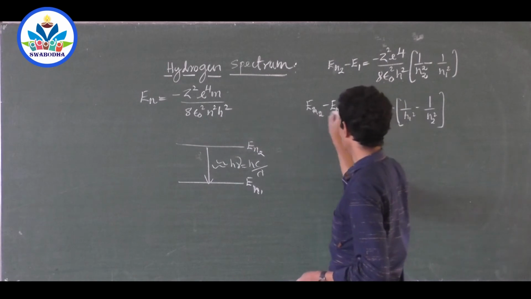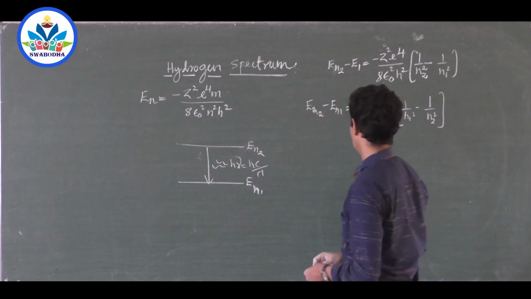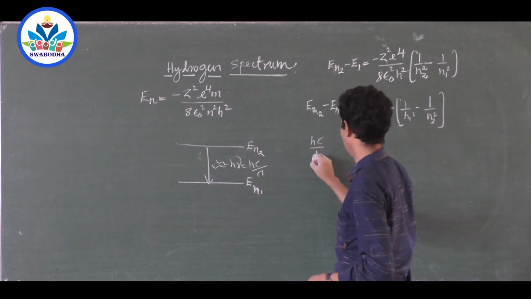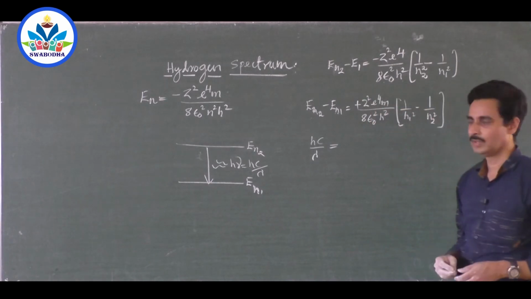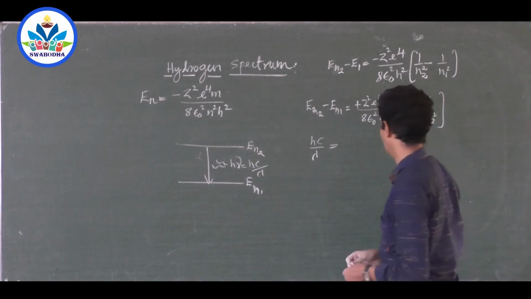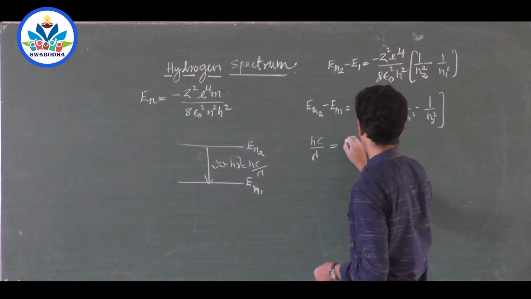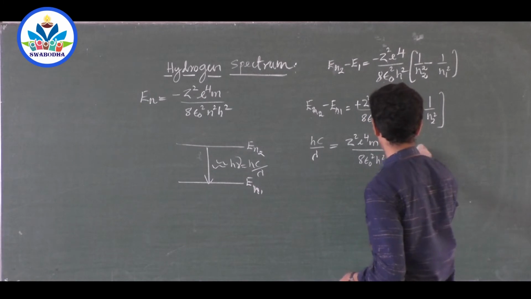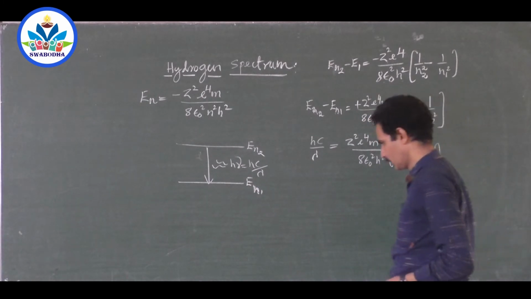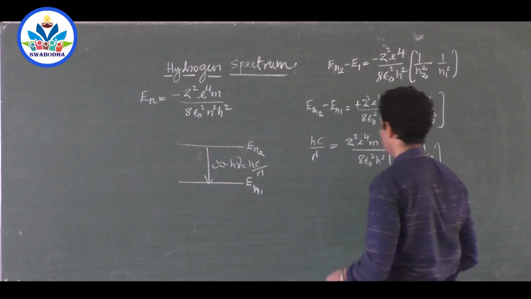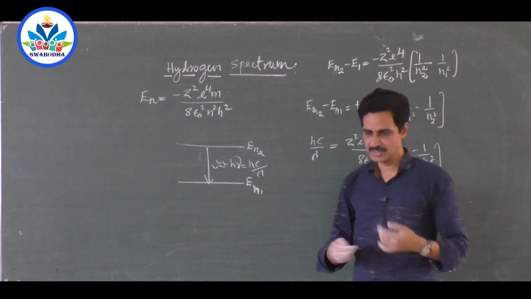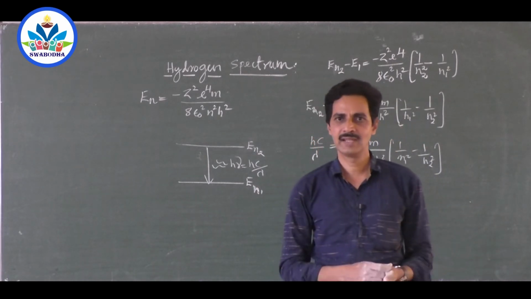This energy must be given in the form of radiation, so this should be equal to h nu or hc by lambda. Correct? Then hc by lambda or h nu is equal to Z square e to the power 4 m divided by 8 epsilon naught square h square into 1 by n1 square minus 1 by n2 square. We will cut short one more step here. What can we do now? We want 1 by lambda. What is the wavelength of the light emitted? That is very important because that is what we see in the spectrum. We can calculate the wavelength very easily in the spectrum.